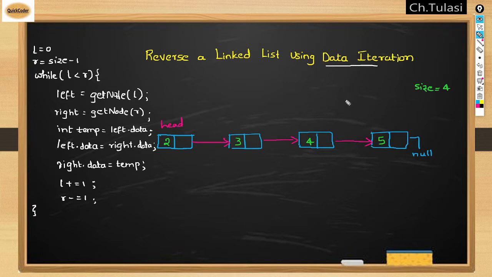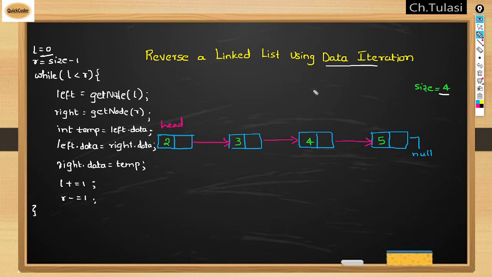Data iteration is nothing but we are just swapping the data. I think you already know how to reverse an array, so we are following the same theory here. Initially L is equal to 0 and R is equal to size minus 1. That is nothing but total size is 4, no?